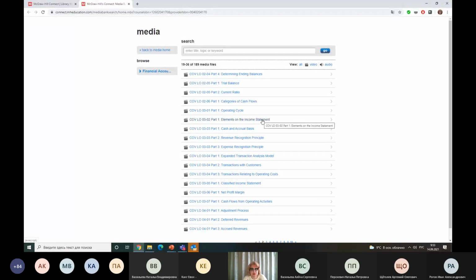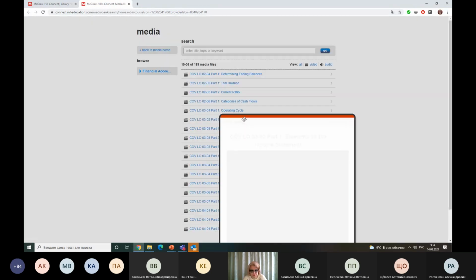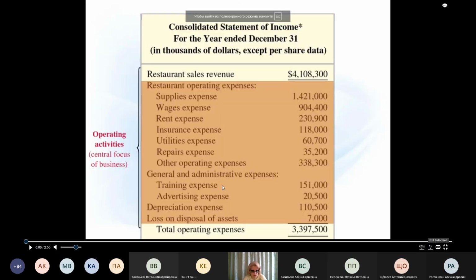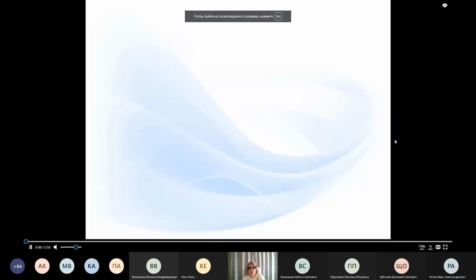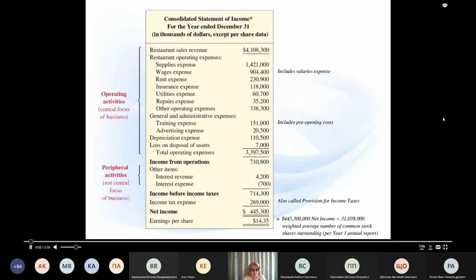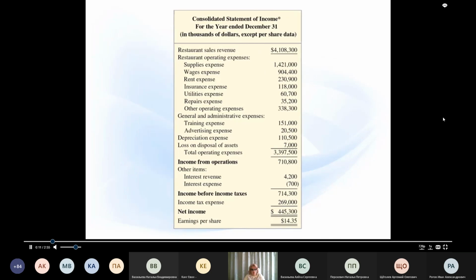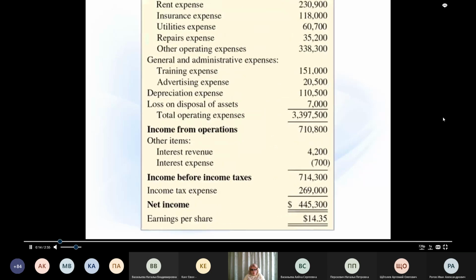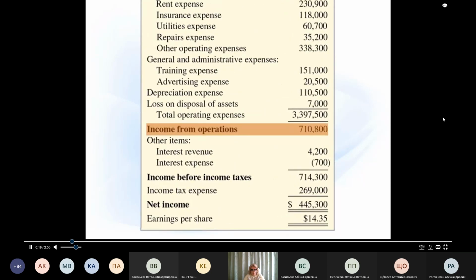Now let's repeat the content of the income statement and the basic elements of the income statement once again. Let's take a look at a simplified version of an income statement of a company that operates fast food restaurants. This format is known as multiple step. You can tell if a company uses the multiple step format if it has multiple subtotals, such as operating income, income from operations, and income before income taxes.